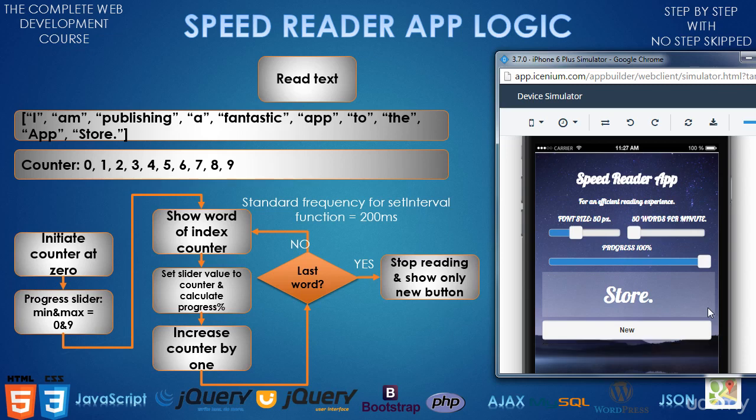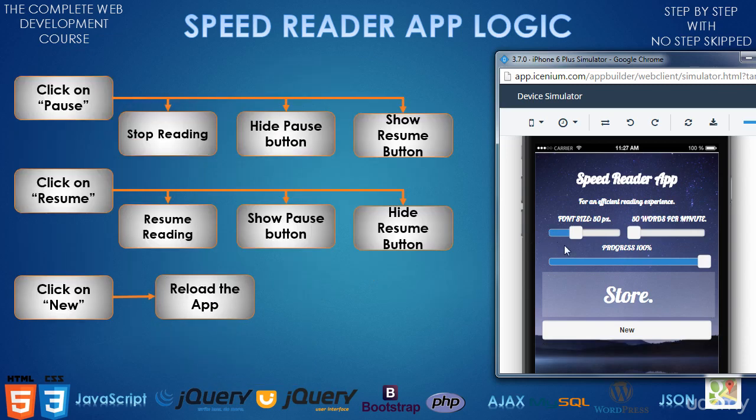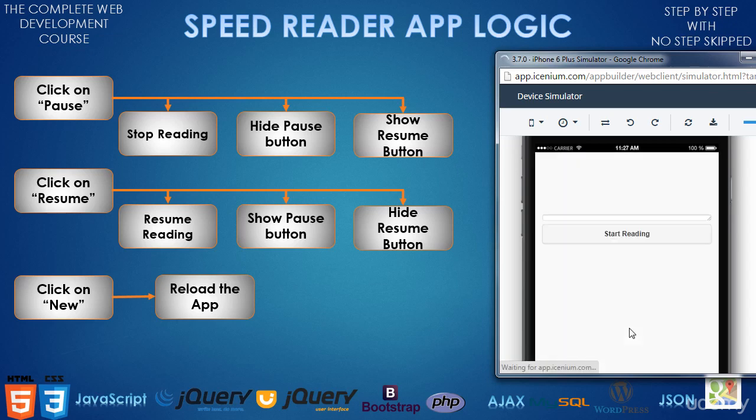Okay, now if we are reading and we click on the pause button, we are going to stop reading, hide the pause button, and show the resume button. If we click on the resume button, we're going to resume reading and show the pause button and hide the resume button. Now if we click on new, we're just gonna reload our app, just like this.